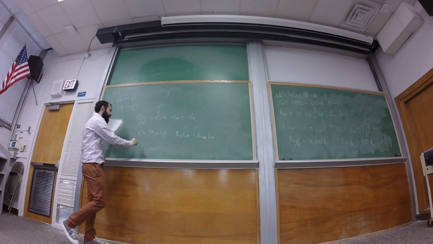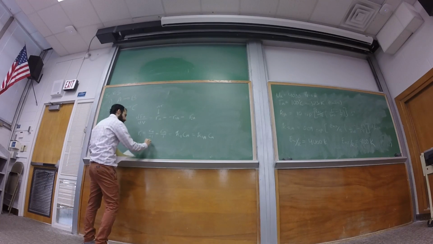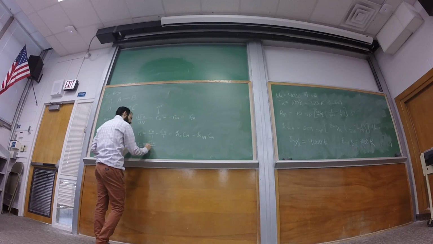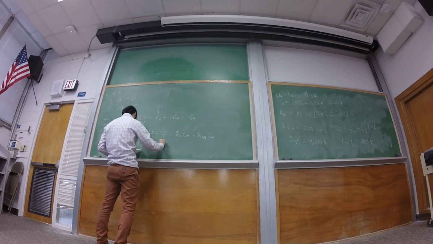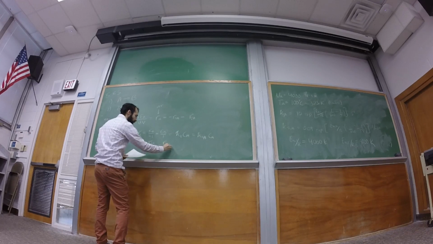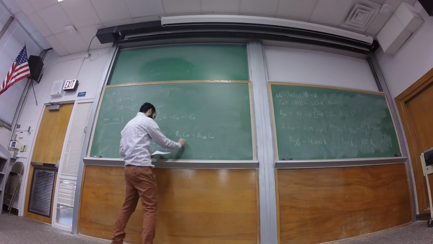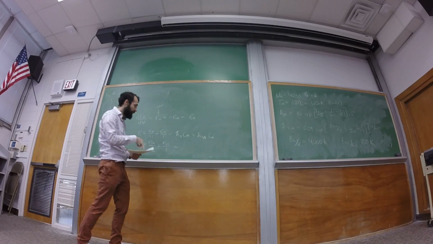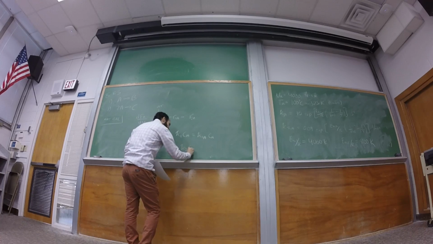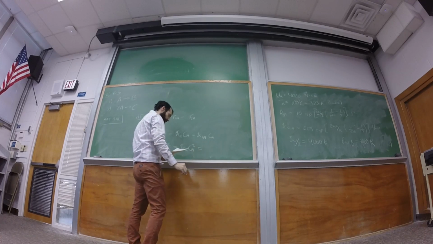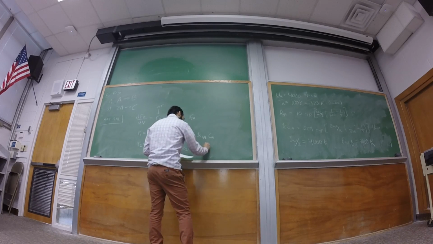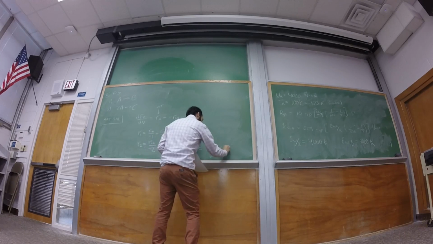Now let's do the same thing for reaction 2. R2A over what? Which is also equal to R2C over 1, which is equal to K2 CA squared, which is also equal to K2A over 2 CA squared.